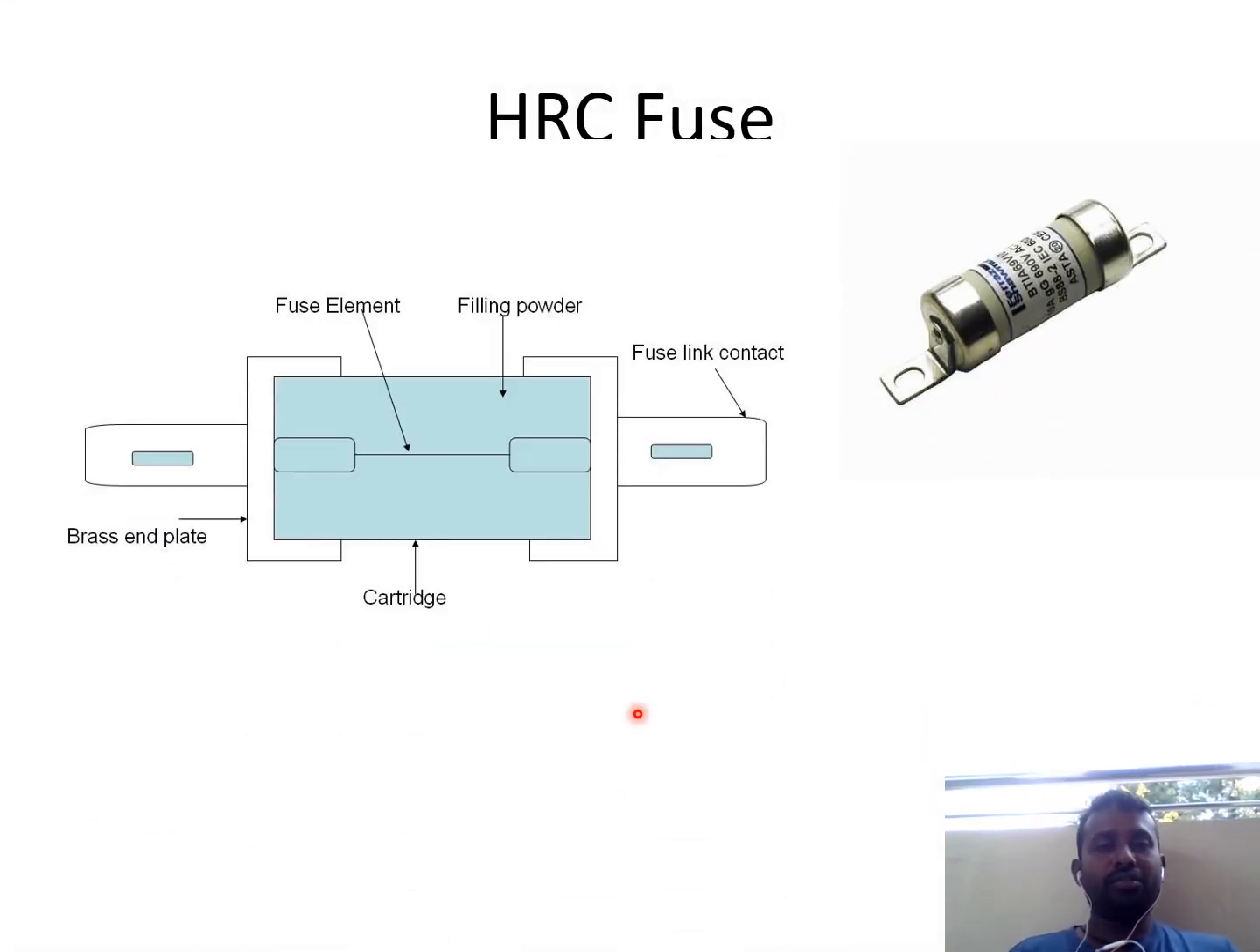In the HRC fuse, as you see, there is a brass end plate and fuse link contact. There is a filling powder, there is the fuse element, and this is the cartridge. This is the HRC fuse.